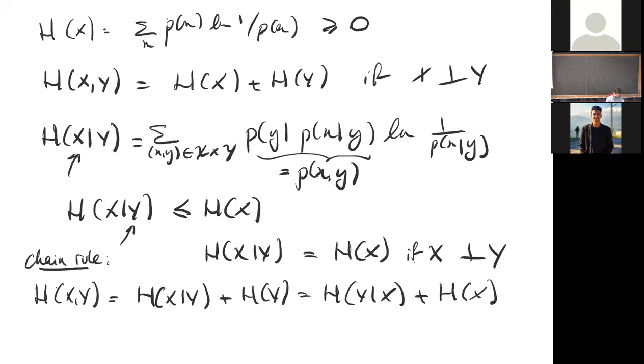This says that the uncertainty about x and y is equal to the uncertainty about y plus the remaining uncertainty about x if I was telling you what y is. Or said differently, the information carried by x and y is equal to the information carried by y plus the remaining information carried by x if you already know y. So it's very natural, this relation, if you think like this in terms of information or uncertainty. And of course, the reasoning is symmetric, so you can change the role of x and y. This is called the chain rule.